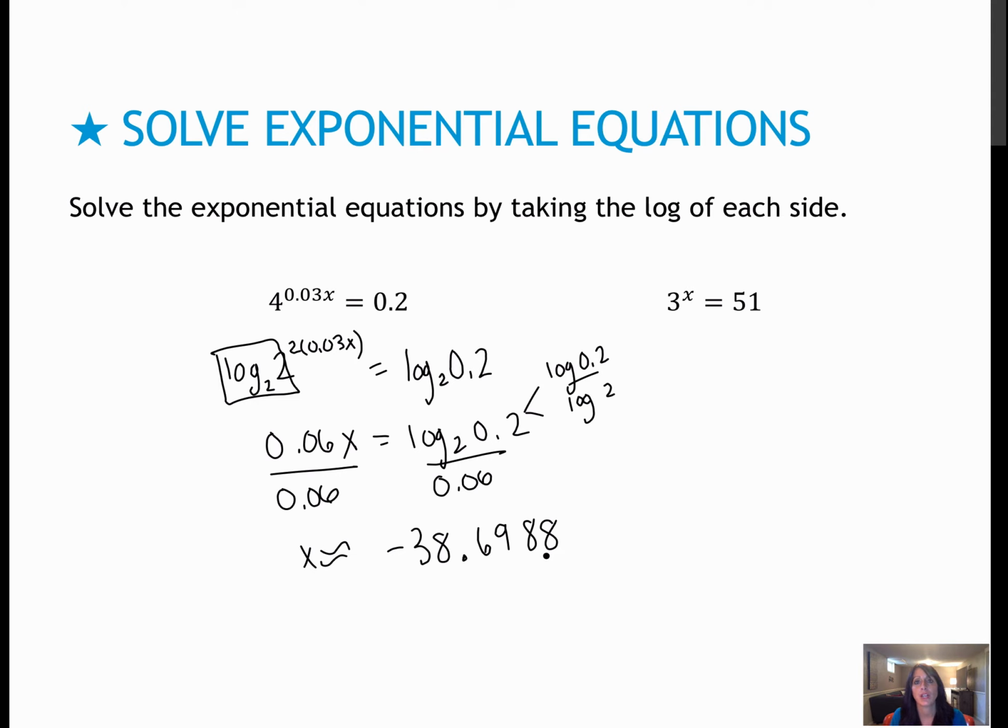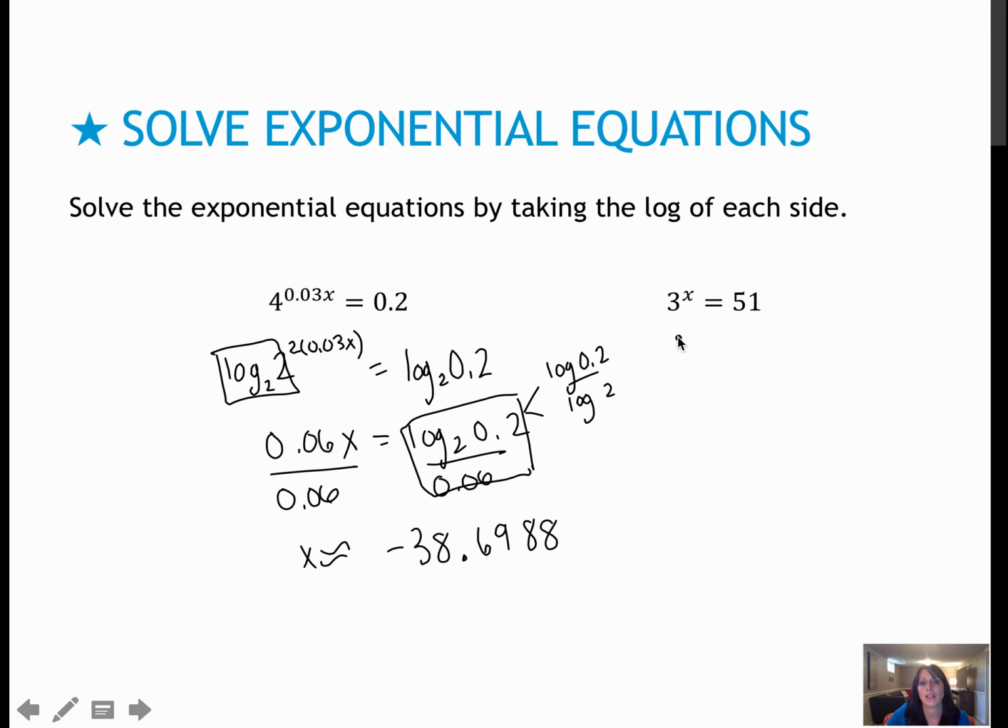If they were really looking for an exact answer, I probably would have left it as this divided by 0.06. I would have left it like this, or written it like this and then shown that it would be divided by 0.06. So pay attention to what they're asking for in the question.